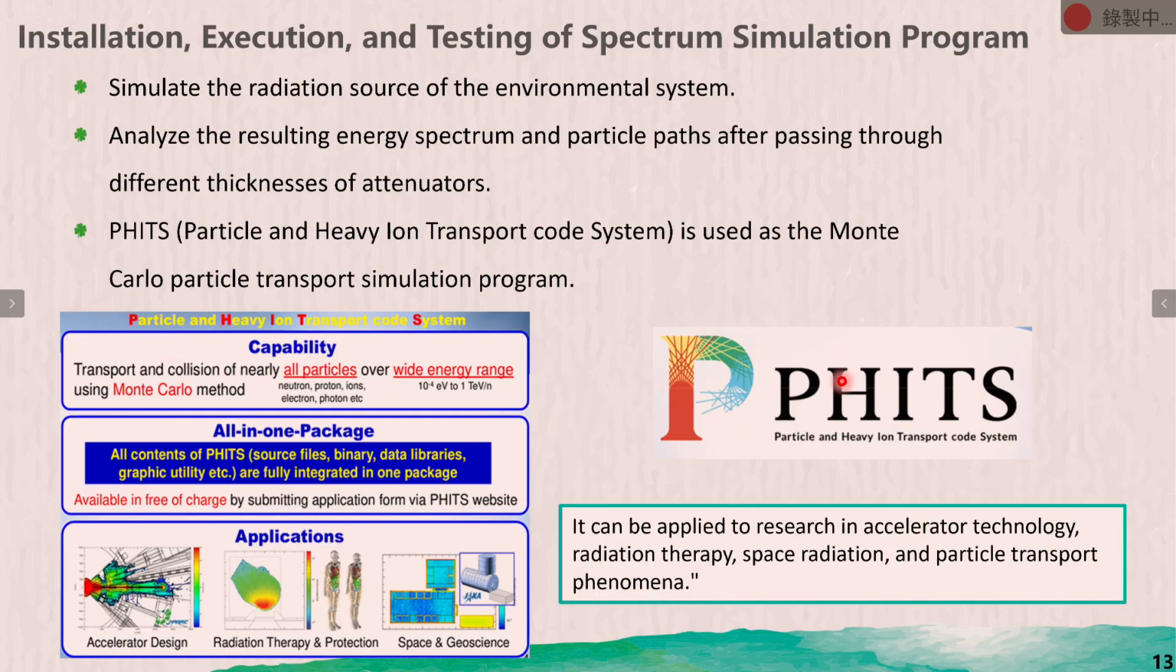In order to simulate the spectrum, we use the PHITS program, to simulate the radiation source of the environmental system. PHITS is called the Particle and Heavy Ion Transport Code System, and it is a Monte Carlo particle transport simulation program. We use it because PHITS is used in auxiliary technology, radiation therapy, and space radiation and particle transport phenomena simulations.